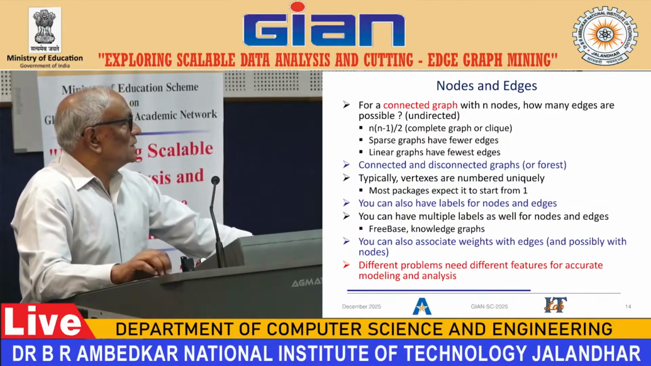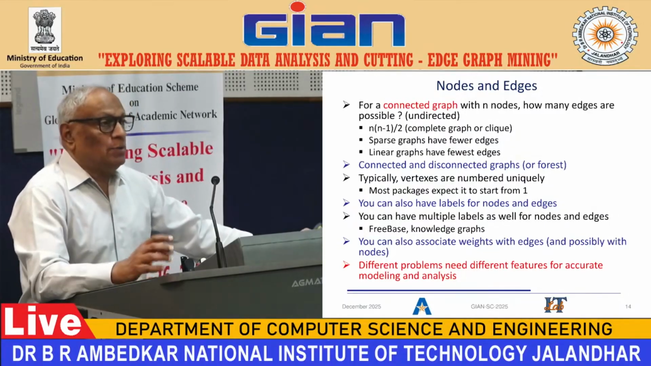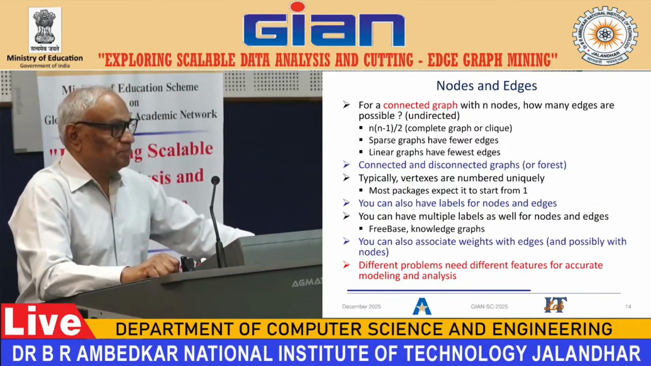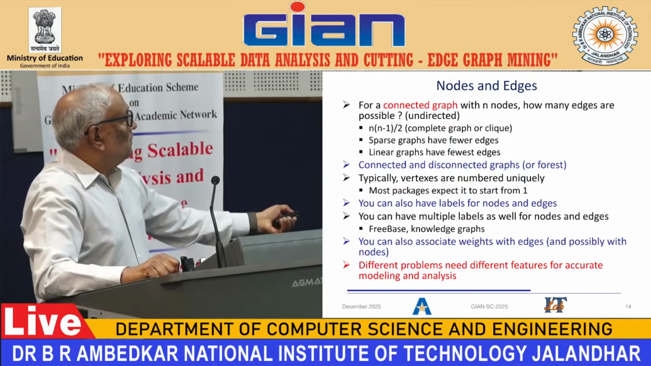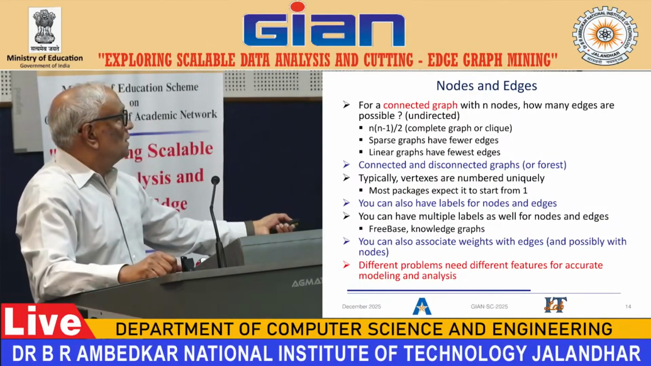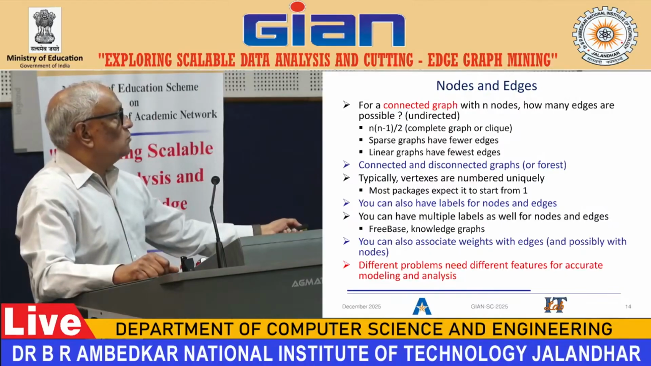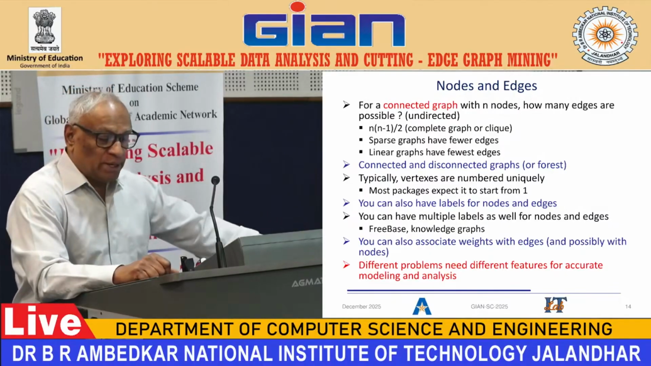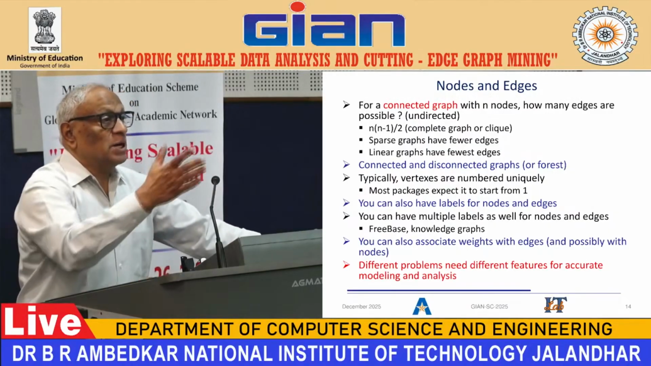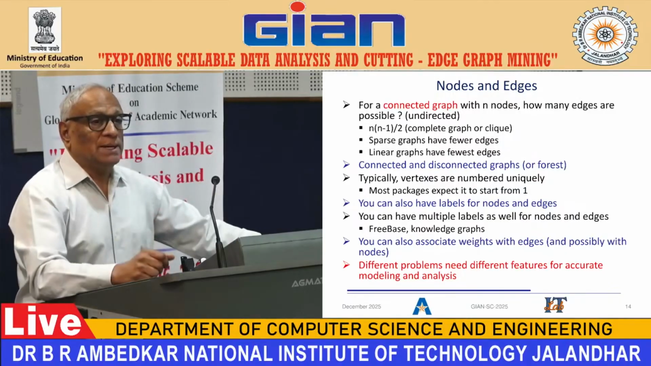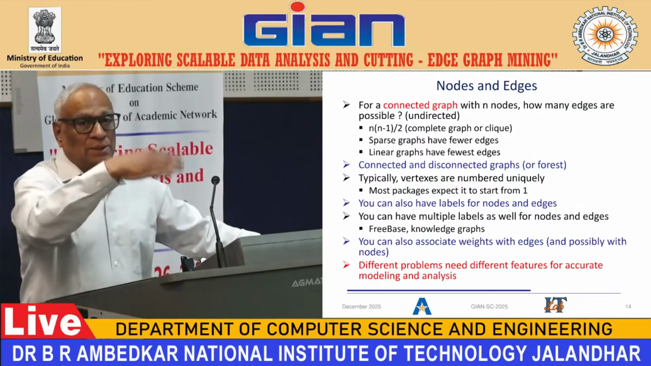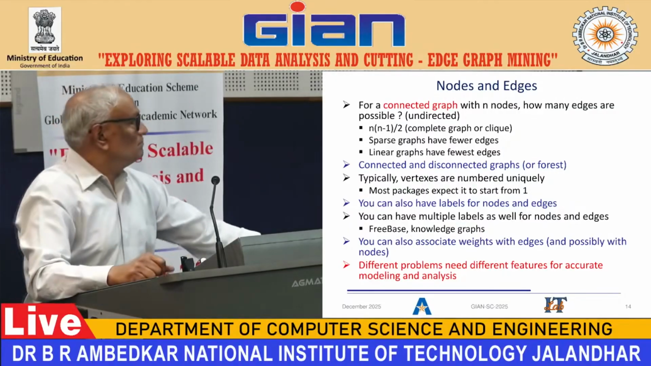So there are connected and disconnected graphs. If you have a set of disconnected graphs, then it is called a forest. Typically, vertices are numbered uniquely for analysis purposes. Most packages expect it to start from 1. It is important to understand because sometimes the data set may or may not start from 1, but if you want to do the analysis, you have to renumber them to start from 1 and then map them, otherwise the package will not give you the correct results.